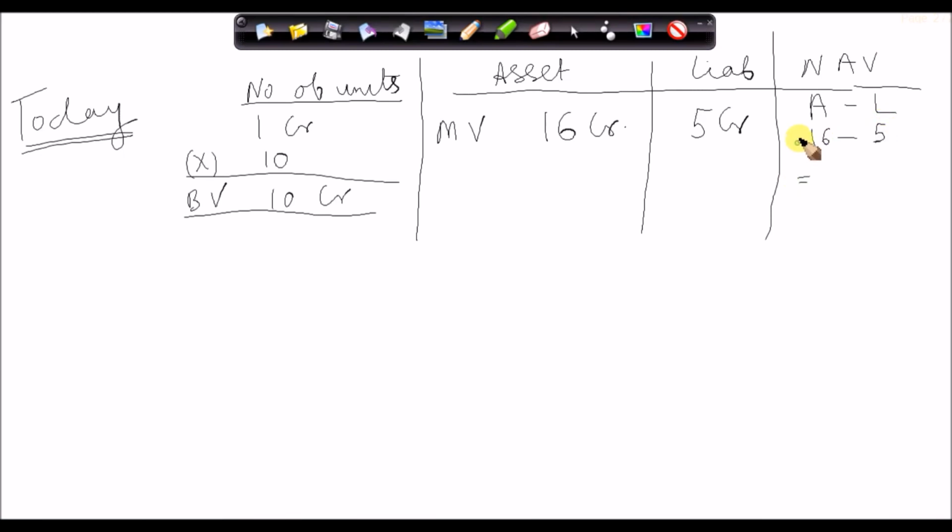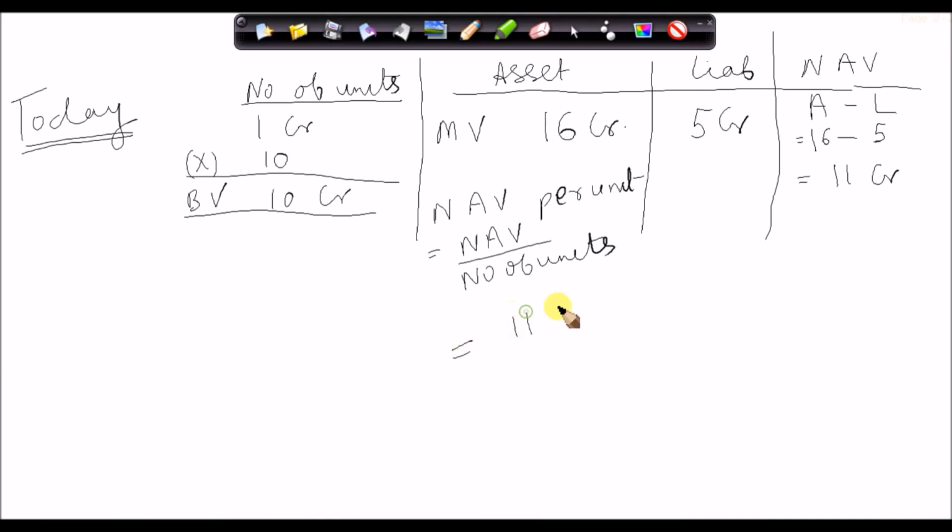So we are having 11 crores as the net asset value. Now I want to find the net asset value per unit. So how will I find it? We have the overall net asset value, and we are going to divide it by the number of units. Right now we have 11 crores and the number of units is 1 crore. So right now the net asset value is 11 rupees per unit.